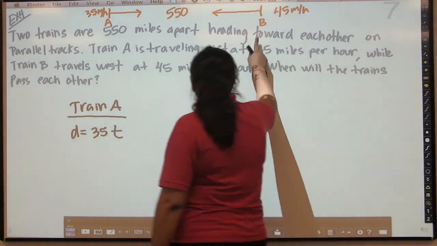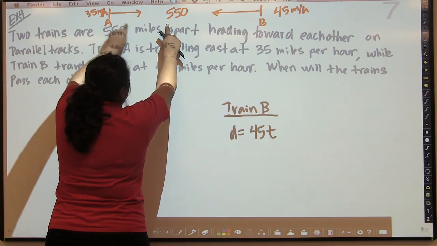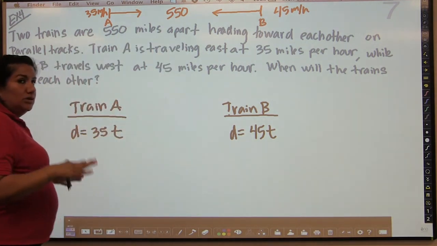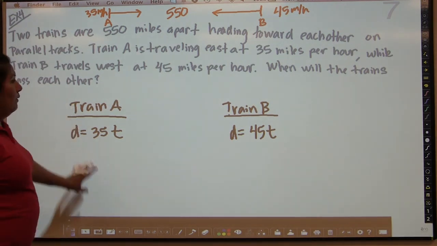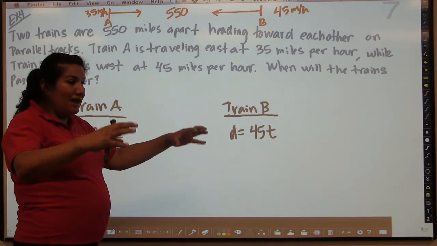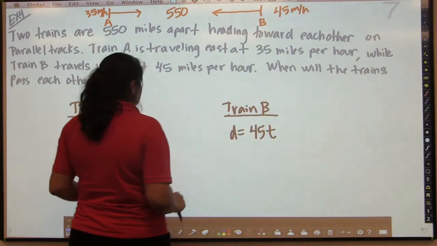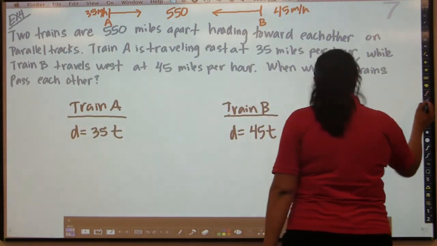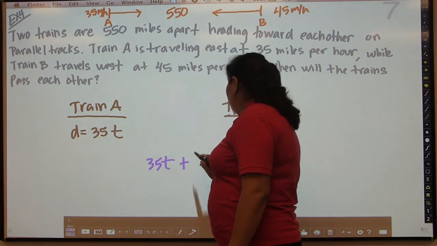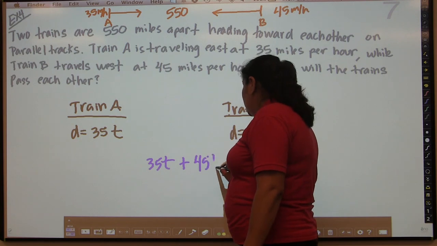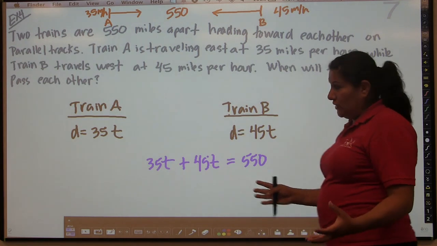For example, train B might travel all the way to here, a little over half, and train A has less to go because train A is going slower. Just so you have an idea. But what we do know is that whatever distance train A is going and whatever distance train B is going, when you combine those two distances, they should equal 550, because that's how far apart they are. So our equation will look like this. 35t, which is the distance of train A, plus 45t, which is the distance of train B, is going to equal 550, the total distance between the two trains.